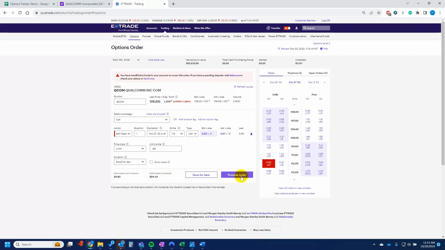I hit preview order and execute, and that order again will go to the market, and it'll either fill at a higher price, I'll get more money for it, or it won't fill. And if it doesn't fill by the end of the day, it expires and it's null and void. There's two examples of how to enter call and put orders. Happy trading.